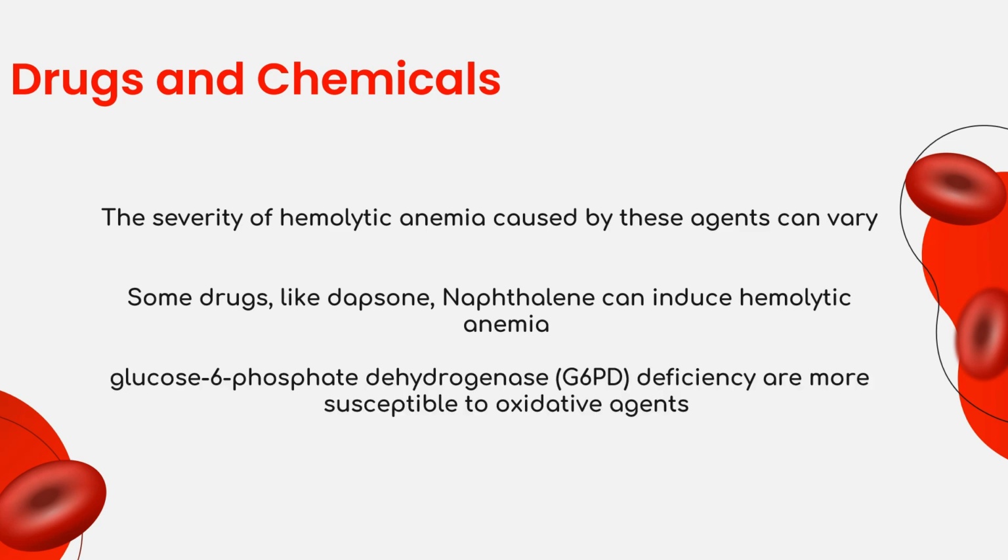However, individuals deficient in glucose 6-phosphate dehydrogenase, G6PD, an enzyme crucial for protecting red blood cells from oxidative stress, are particularly susceptible to the effects of these oxidative agents. For example, in individuals with G6PD deficiency, the drug primaquine can cause hemolytic anemia. Primaquine is commonly used in the treatment of malaria.